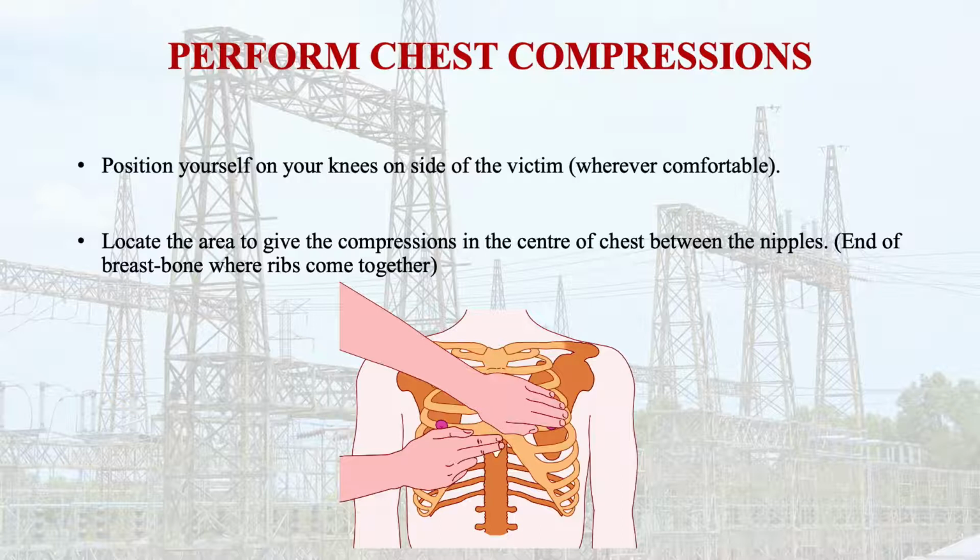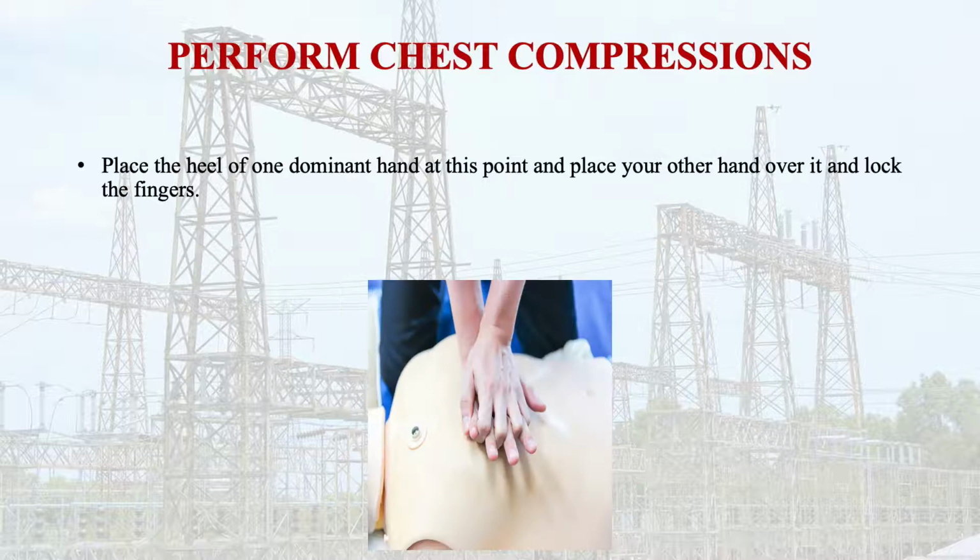As you can see in the picture, the person has chosen the central area between the two nipples in order to give the chest compression. You will place the heel of one dominant hand over the other and then you will lock the fingers. You will place your dominant hand, the hand which you frequently use. In most of the population, right hand is supposed to be your dominant hand. You will place it and then you will interlock the other hand and then you will perform CPR.